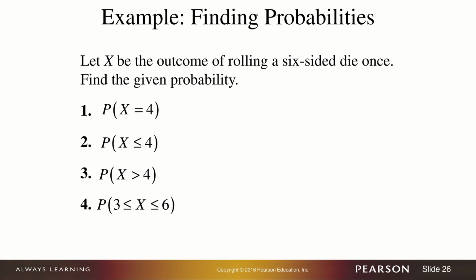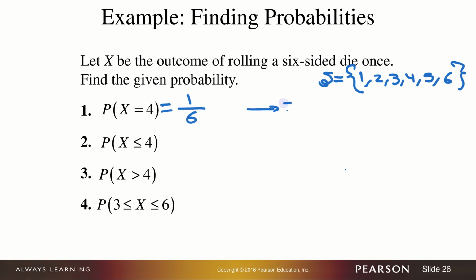So remember, we're rolling a six-sided die, so our sample space here would include 1, 2, 3, 4, 5, or 6. So what's the probability that x is 4? Notice there's only one possible value, 4, so out of 6. So that's just 1/6. For part 1, the event we're looking at only has one element in it, which is 4.